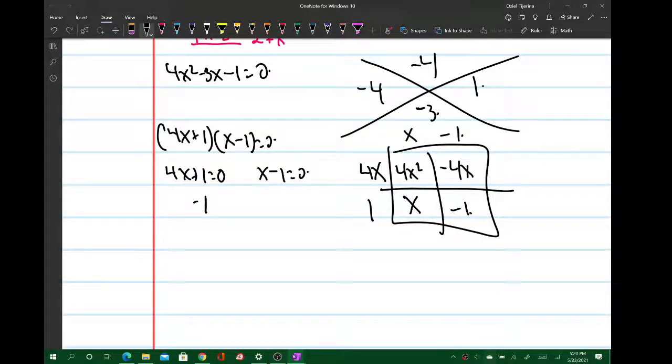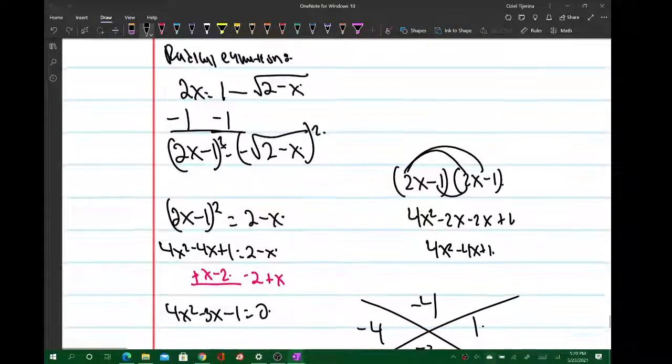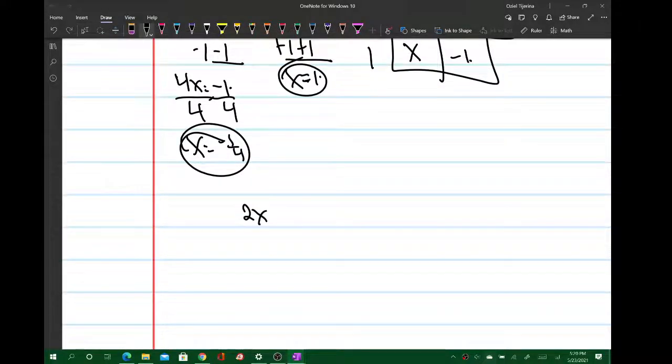So then you would solve this one by subtracting 1 on both sides. You get 4x equals negative 1. You divide by 4, you get x equals negative 1/4. And then you just add 1 to both sides for this one. You get x equals 1. Now you want to check your solutions for this one. So you have 2x equals 1 minus the square root of 2 minus x.